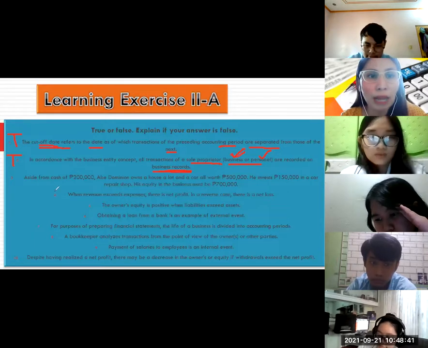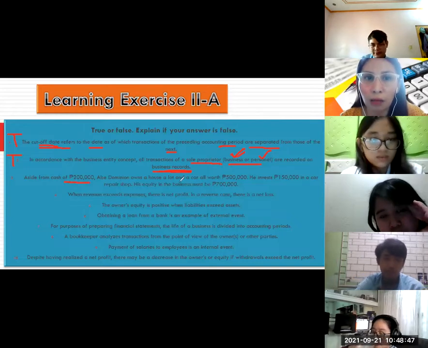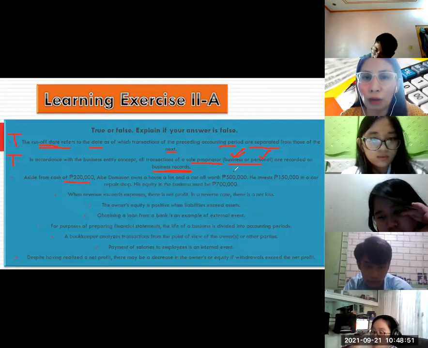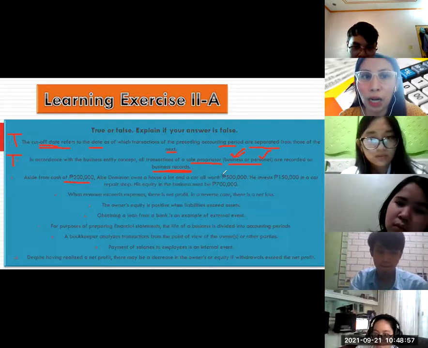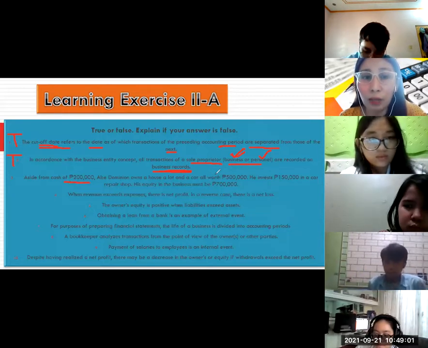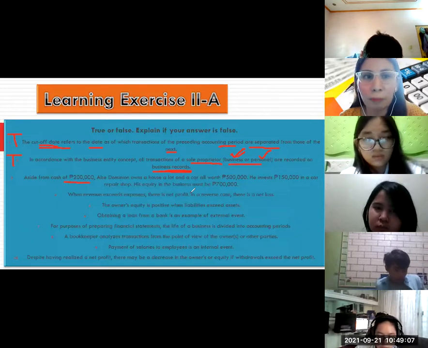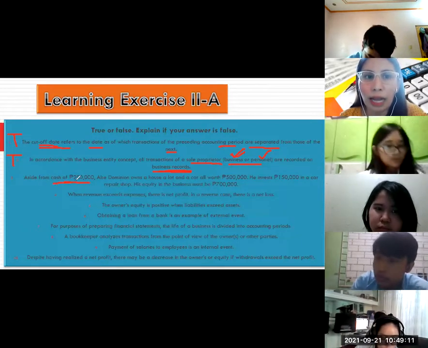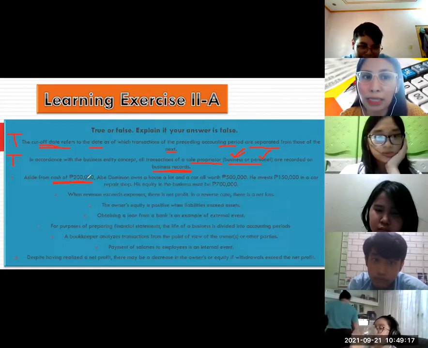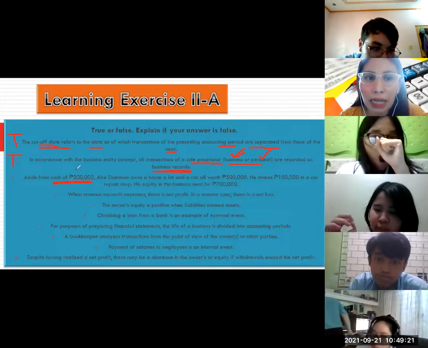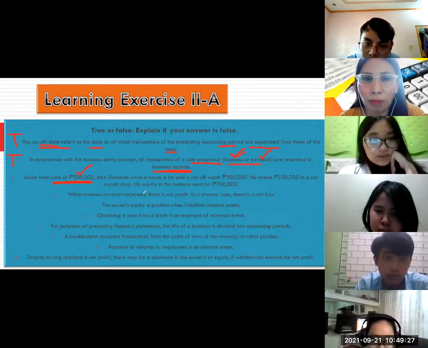And then for number three, aside from cash na 200,000 pesos daw, si Abe Dominion owns a house and lot and a car, all worth 500,000 pesos. Ininvest niya yung 150,000 pesos in a car repair shop. Okay. His equity in the business must be 700,000 pesos. Again, aside from cash. Therefore, itong cash na to, kasi sabi aside from cash, automatically, this cash is included, invested in the business, 200,000. Okay?